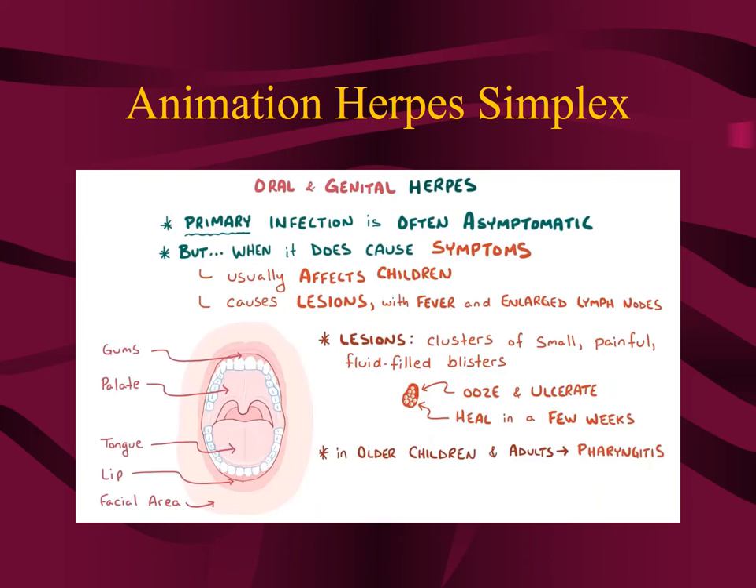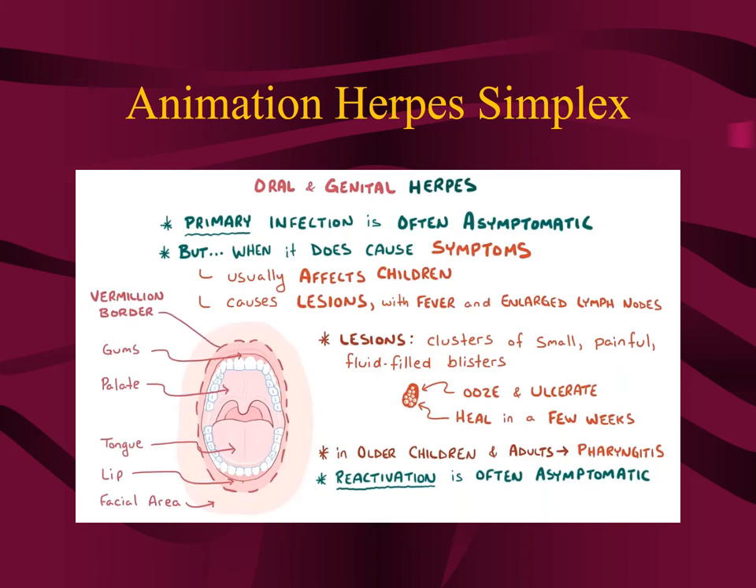Most of the time, like primary infection, reactivation doesn't cause any symptoms. But when it does, the most common pattern is having a handful of blisters at the vermilion border, the border of the lip, on one side of the face. These blisters are smaller and typically heal over a week's time.